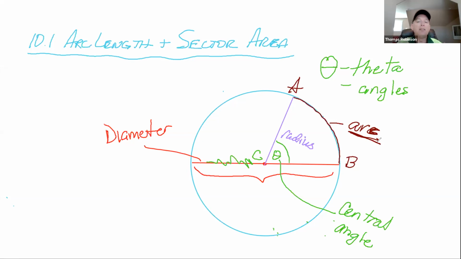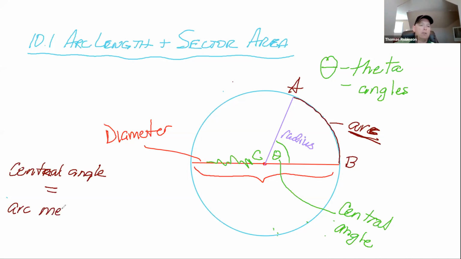And one fun little note here is that the measure of the central angle, how do I say this? The central angle equals the arc measure. So this can be a little bit confusing. I just want to mention it now so we get over it. There's two things we're going to deal with. One is arc measure, and the other one is going to be arc length. Let me just clarify this real quick.